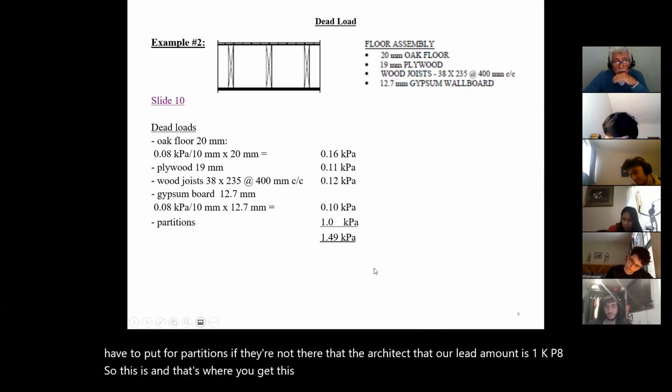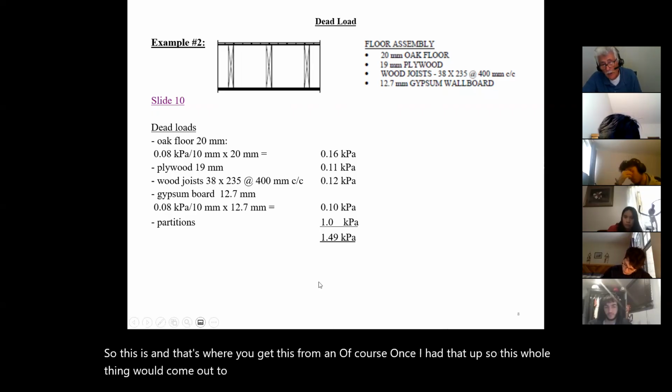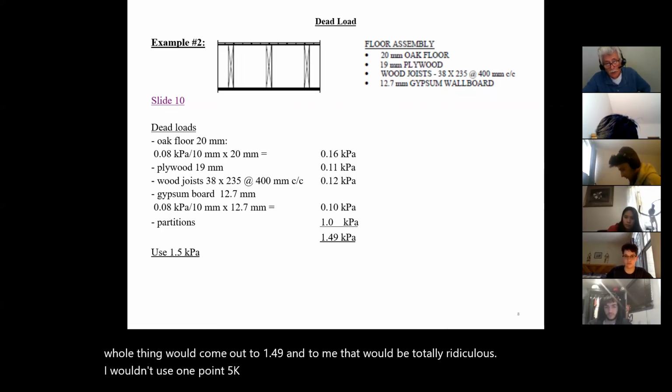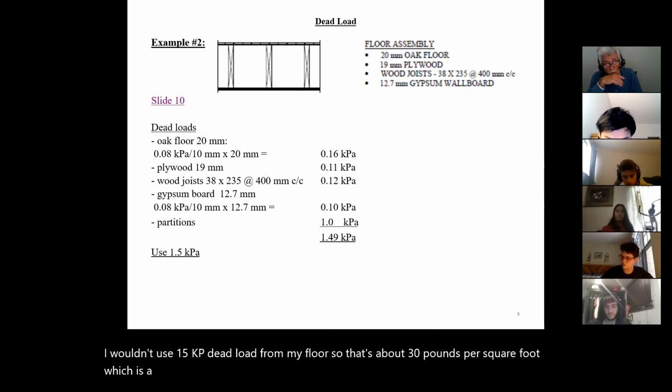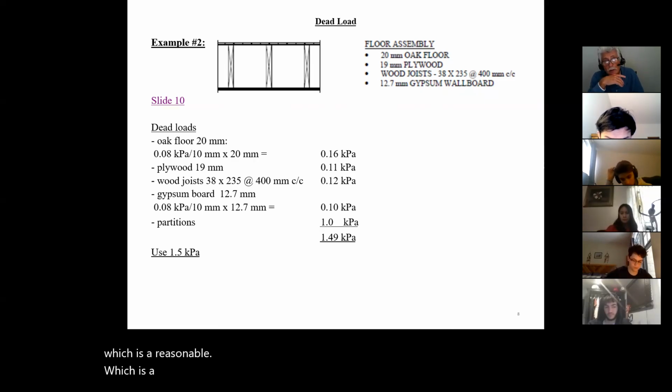And of course, once I add that up, this whole thing would come out to 1.49. To me, that would be totally ridiculous, so I would use 1.5 kPa dead load for my floor. That's about 30 pounds per square foot, which is a reasonable load for an office building that's going to be made out of a wood structure.